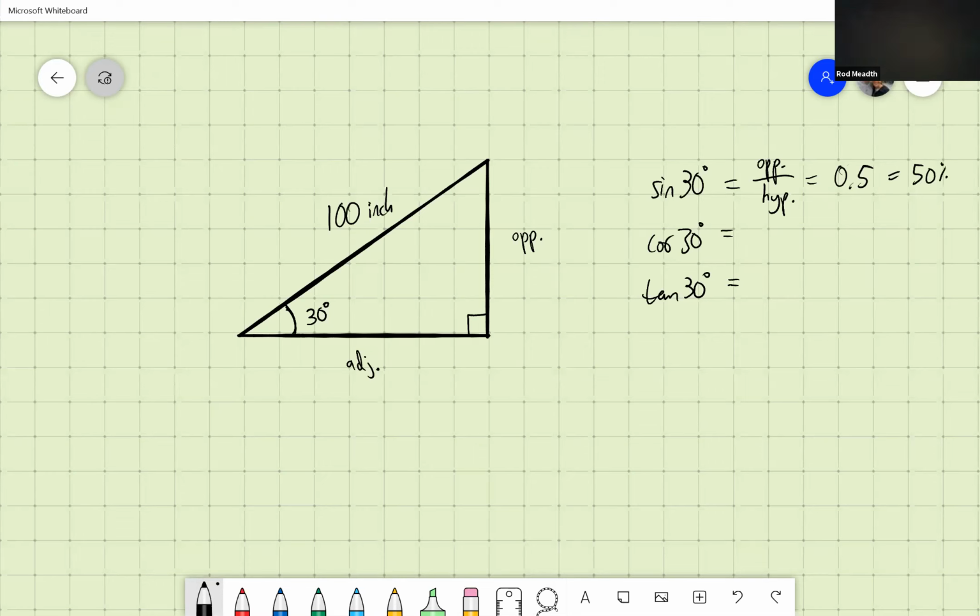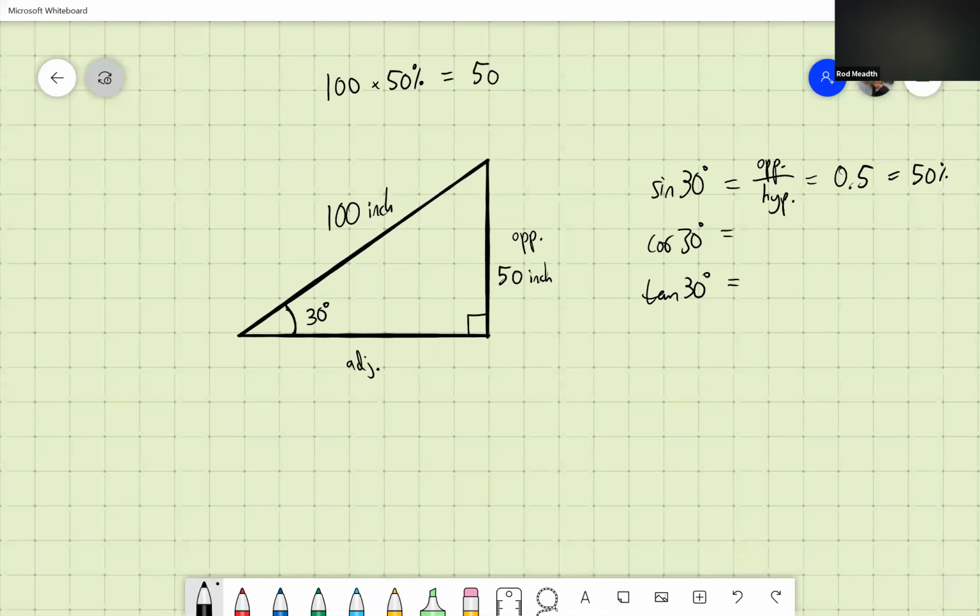Now, what is 100 times 50%? Well, it is 50. So this side length I can now confidently label as being 50 inches long. All right. I just used right angle trigonometry to find the length of a missing side length based on one side and one angle. You can rewind and play that bit again if you want to see that again.